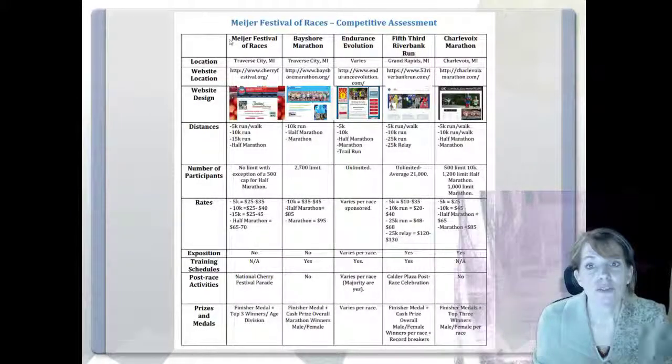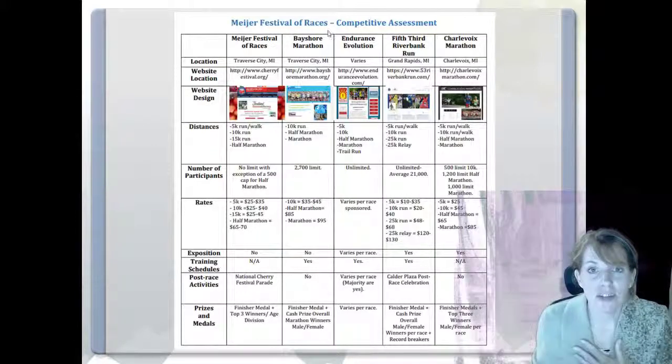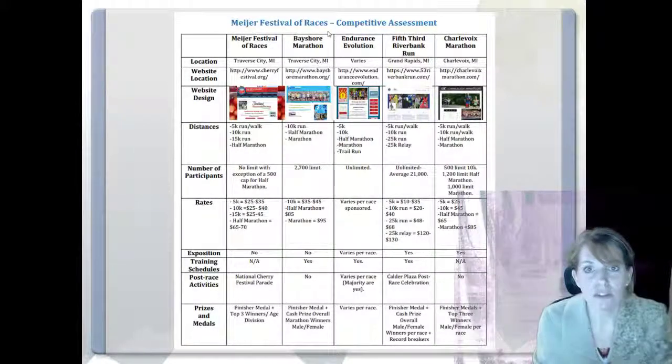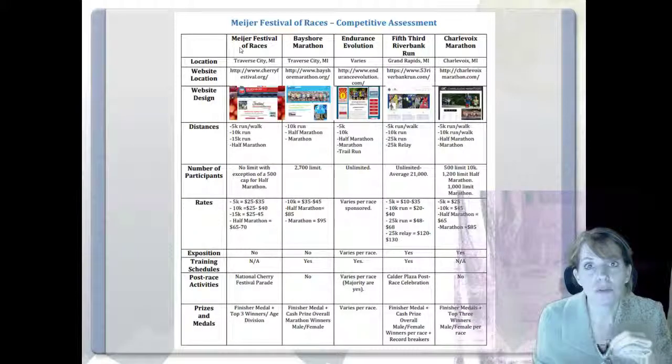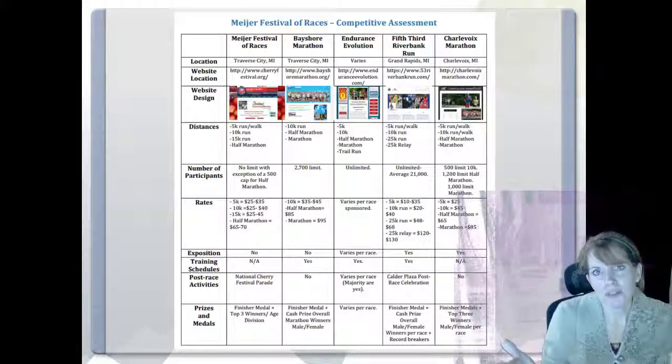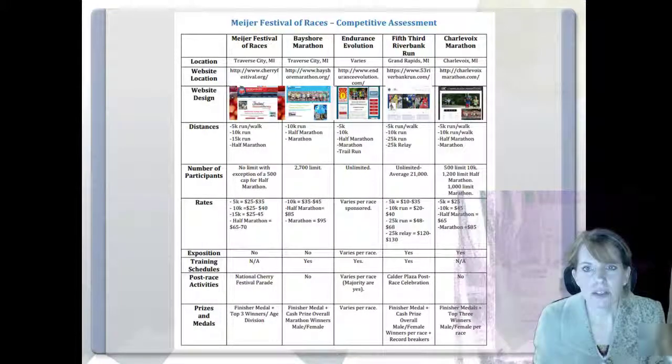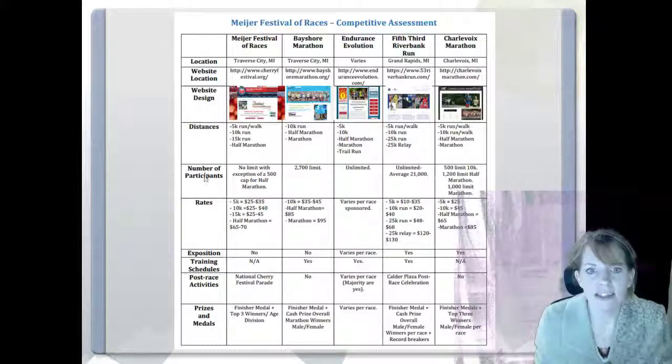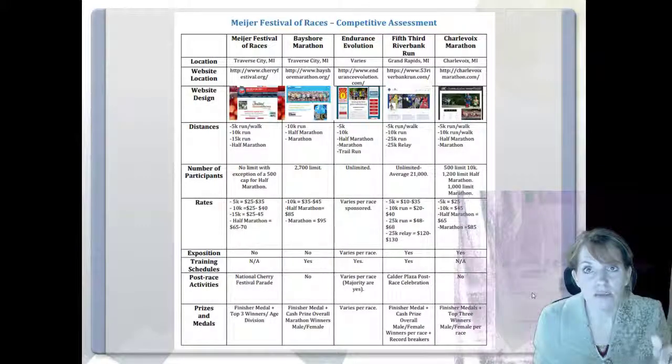On another level, this was an entertainment event, a running race that the National Cherry Festival does, the Festival of Races, and they looked at other races around the state that other people would be looking at. You know, I'm looking to run the Cherry Festival race, or I'm looking to run the Bayshore, or I'm looking to run Fifth Third Riverbank. And so they did this again by distances, the number of people, rates, exposition, training schedules, post-race activities, prizes, and medals. Completely different variables they analyzed because they needed to think like the market. What kinds of things would they be considering, and what do we want to compare across? They even looked at website design on theirs.